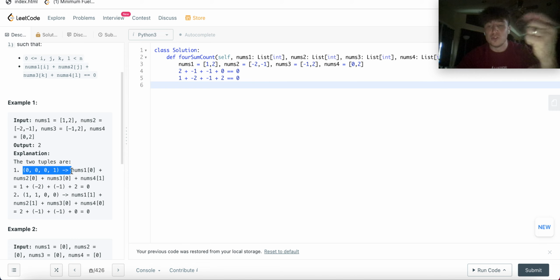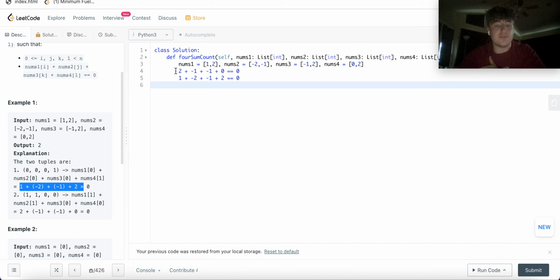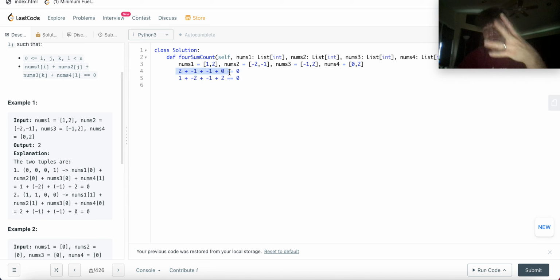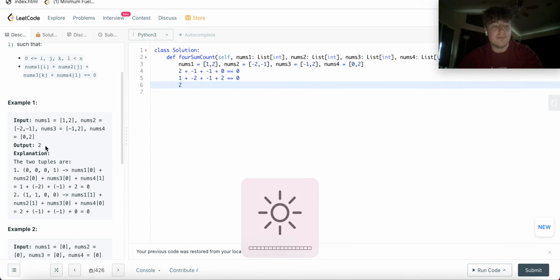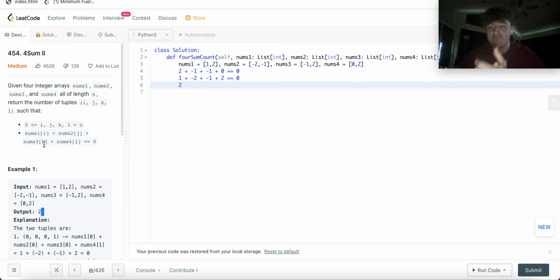It's talking about the tuples in terms of their indices, but I'm talking about them in terms of the actual values. The actual values are what matter. So you have 1, -2, -1, 2, and 2, -1, -1, 0. A different way of stating the same thing. So there are 2 solutions to this problem, so it returns 2. It's pretty intuitive and makes sense. The description is very short. If you've done similar problems, this is something you're definitely familiar with.